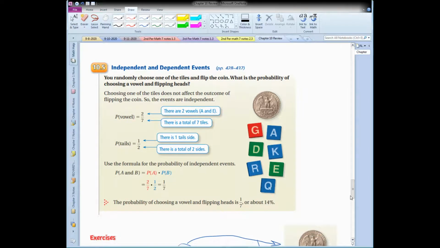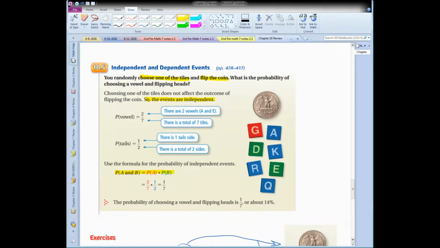Finally, we talked about independent and dependent events. So for the example, you randomly choose one of the tiles and flip the coin. So the thing to think about is when I choose one of the tiles, does it impact the result of when I flip the coin? It turns out that it doesn't. So these events are independent. So that tells me which formula I need to use.